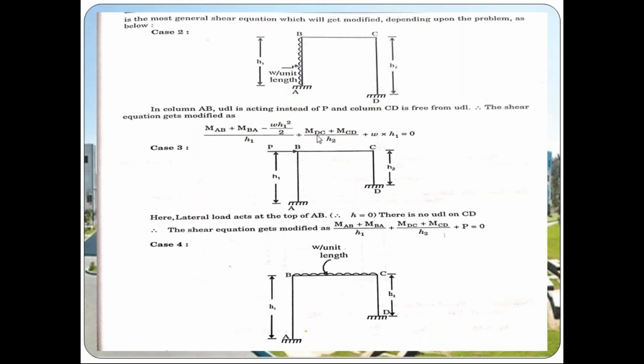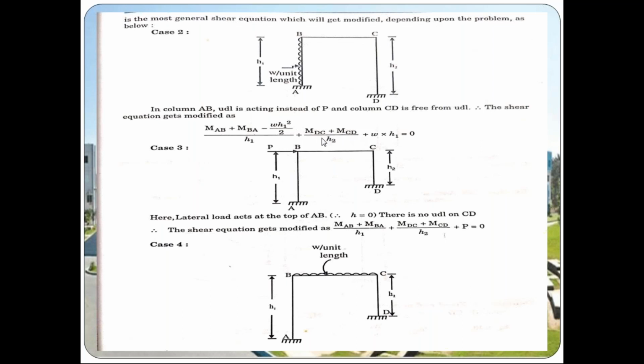For column CD the moment is MDC plus MCD, both the end moments: at joint D, MDC, and at joint C, MCD, the whole thing divided by H2. If column CD also had a load, then because of that load we would have a moment at point C, and that moment would also come here. But we have no loads in column CD, so we don't have those moments.